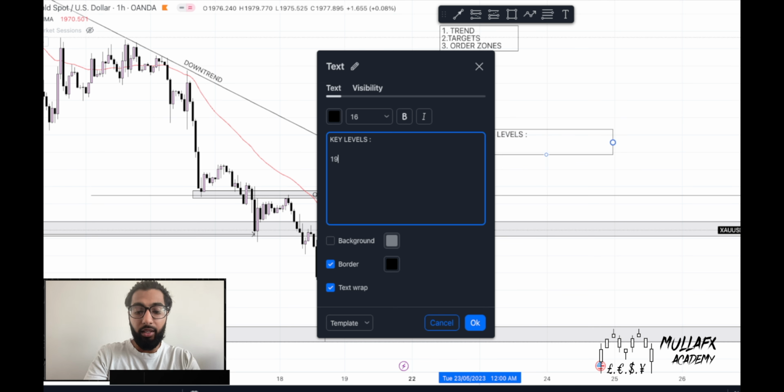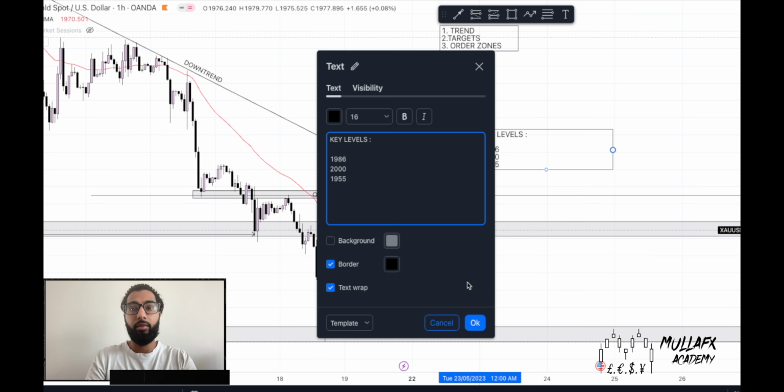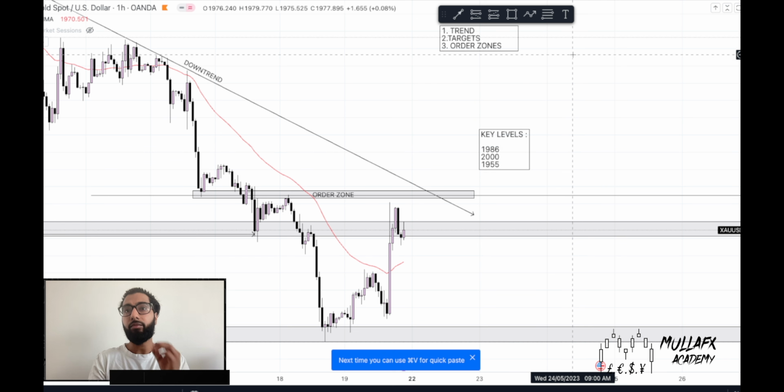So 1986? Okay, 1986. We obviously have the 2000. And for targets, so the targets are going to be 1955. Okay, 1955. Okay, those are key levels. These are the prices where we like. Okay, now keep these key levels in mind.